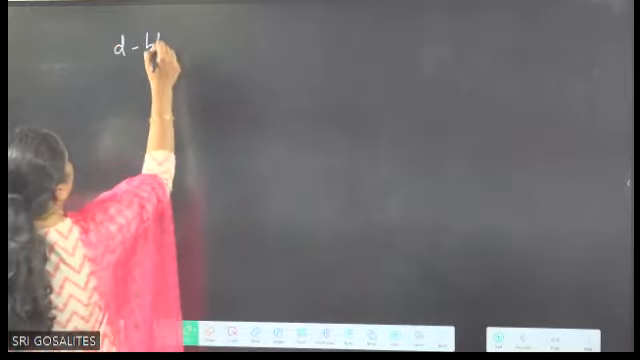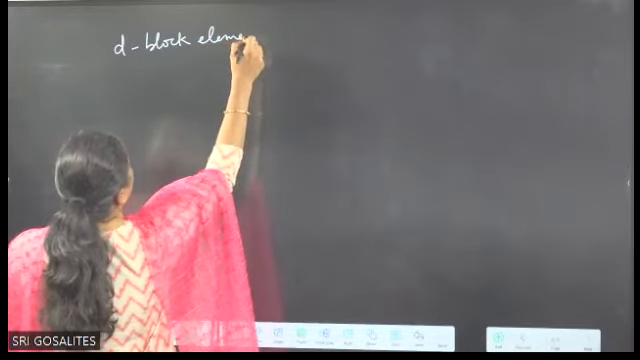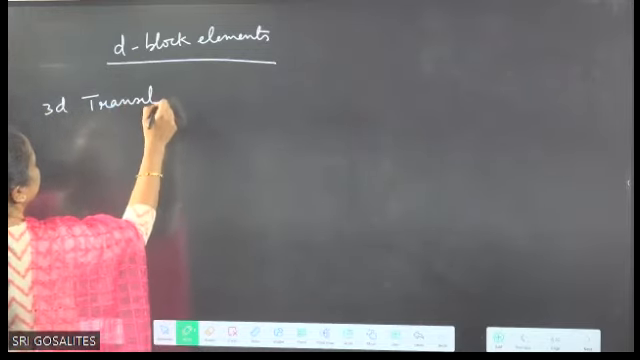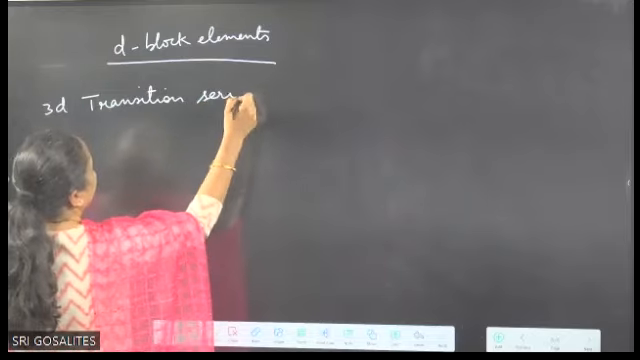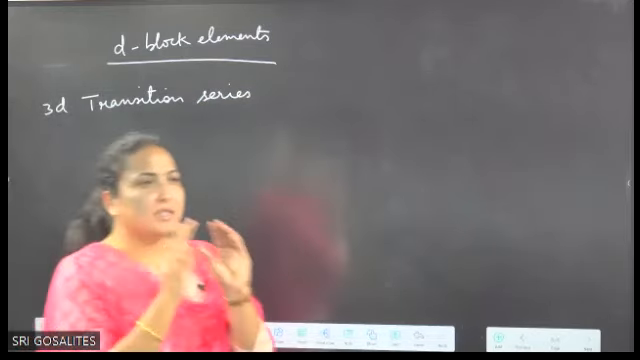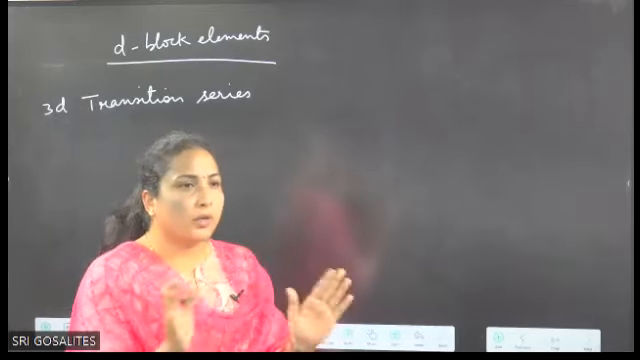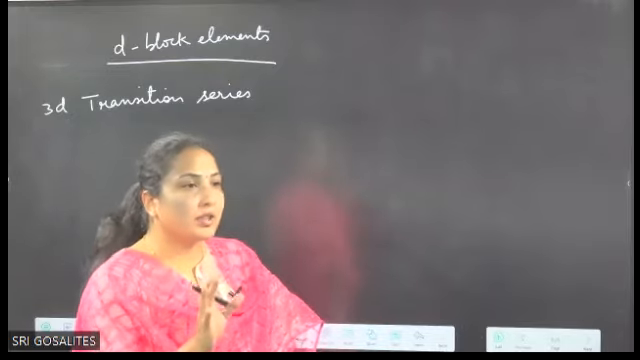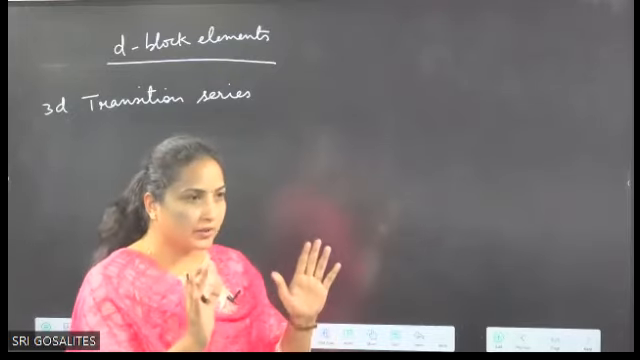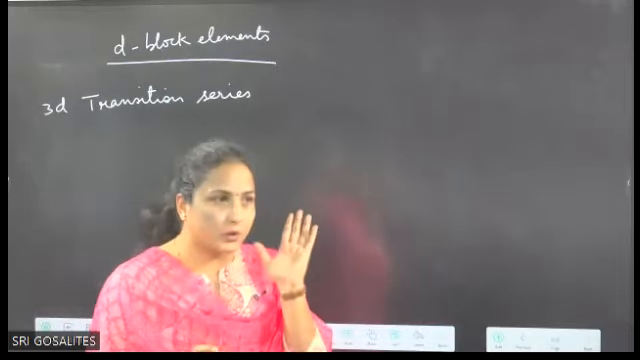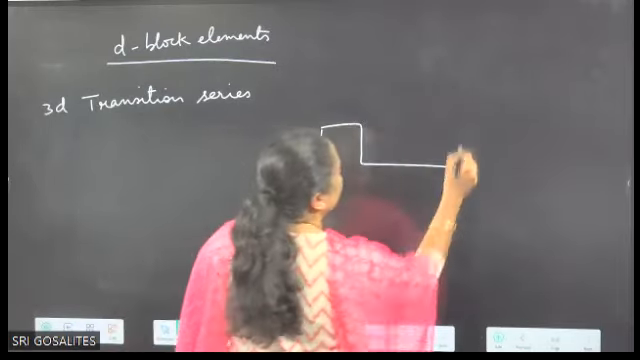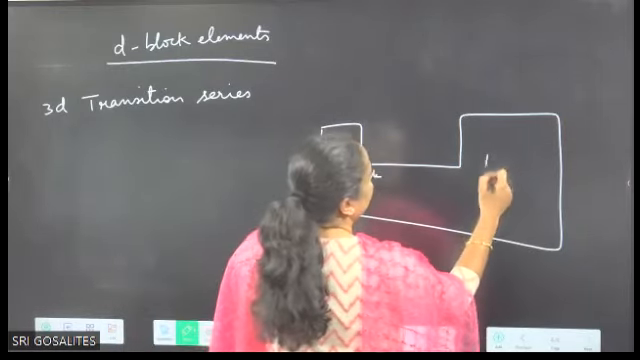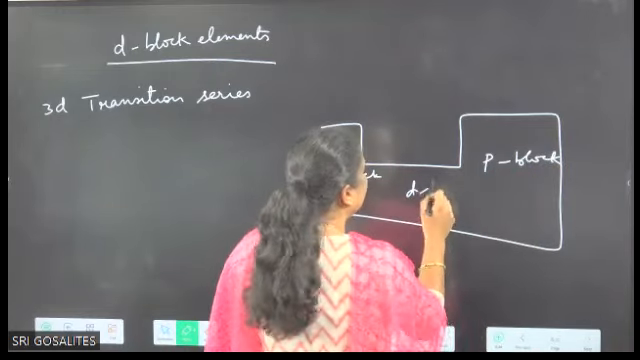Now, for D block elements, I am writing 3D transition series. Now you understand one thing, I'm calling this the 3D transition series. You need not worry about this, right? 3D transition series, 4D transition series, and 5D transition series. Now you understand the meaning of this word transition, right? This is the kind of periodic table which you have seen. Here we had S block. Here on the extreme right, you are having P block. And here you are having D block, right?